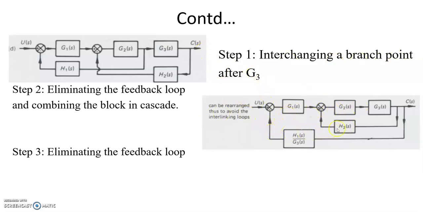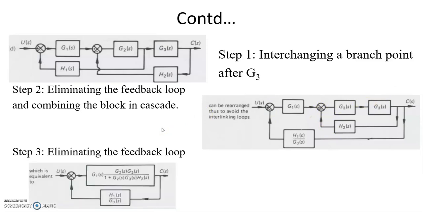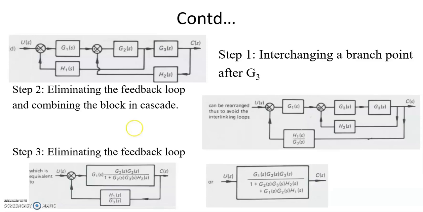So next, a clear feedback is there, and this one is a cascade. Then in the next step, I am eliminating the feedback path and combining the blocks in cascade. So the next transfer function of the block diagram is G1(s) into G2(s), G3(s) divided by 1 plus G2 G3 H2(s).